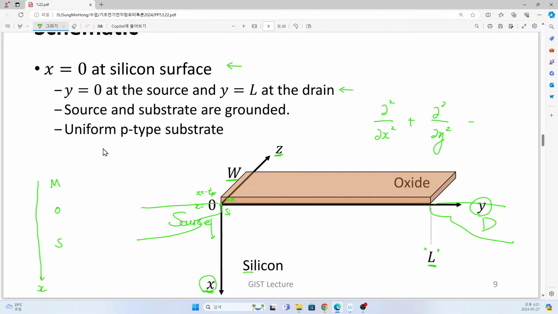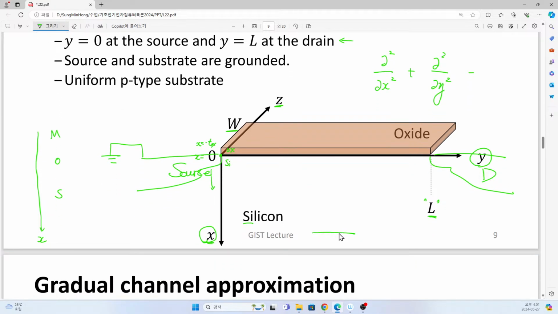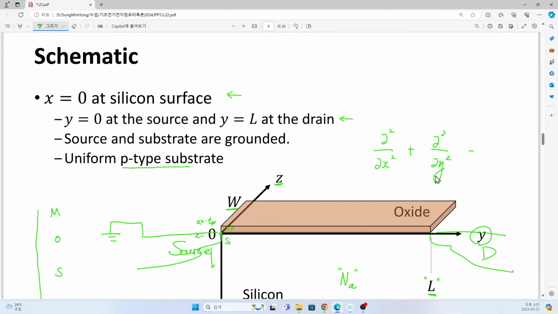Source and substrate are grounded in our approach. Yes, this is grounded, and also here we have a grounded substrate, and quite typically we assume a uniform p-type substrate. Here we have Na acceptor density. Yes, that is the setting we will continue with. Okay. Then our aim is, of course, to calculate the drain current.